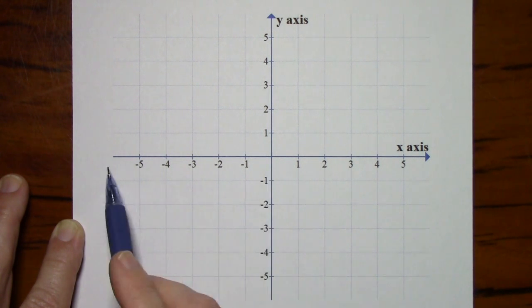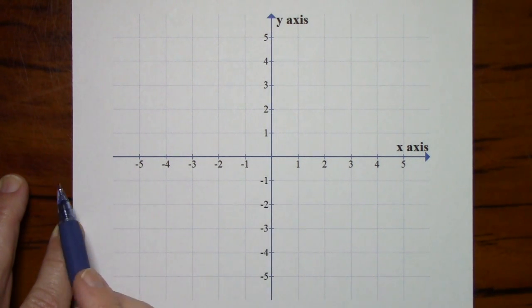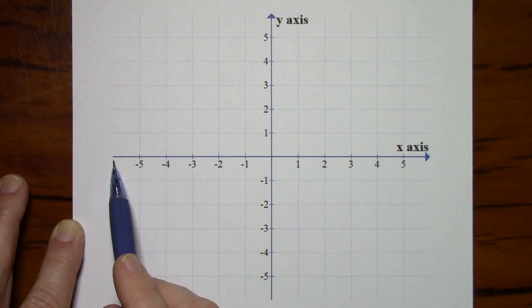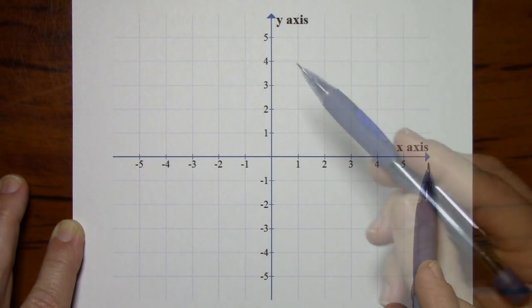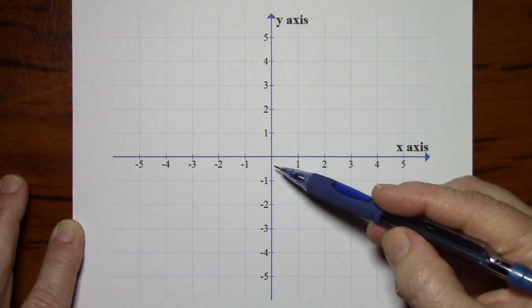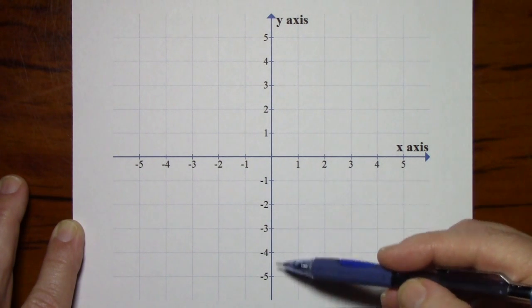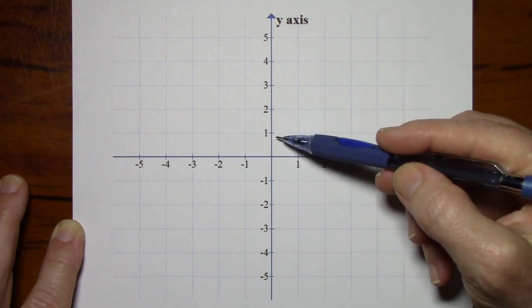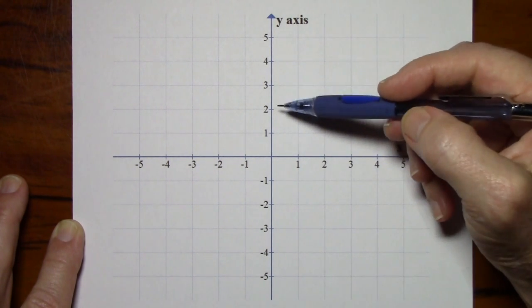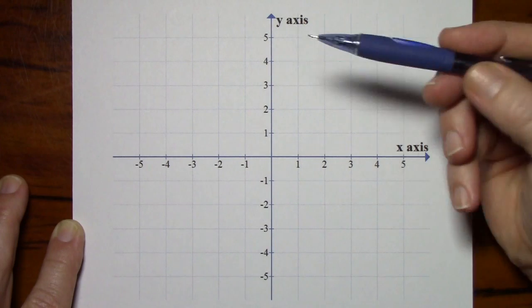Negative values go off to the left, they continue forever. We don't usually put an arrow on a coordinate grid where the numbers are decreasing. We put an arrow where the numbers are increasing. With the y-axis, again, negative numbers go down, but we don't usually put an arrow down here. Positive numbers go up. These values are increasing, and that's the side where we put the arrow.